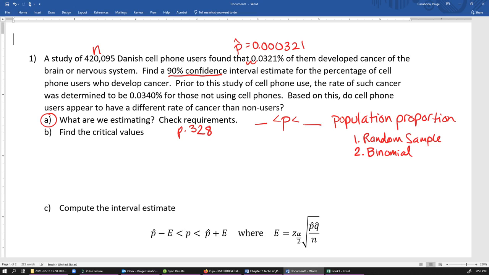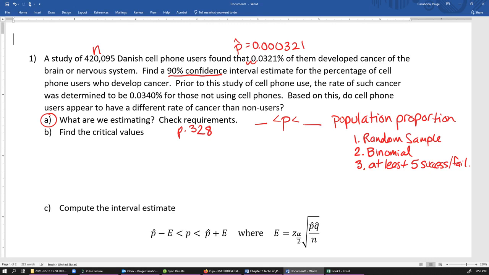And the last is that there are at least 5 successes and at least 5 failures. And that sounds a little weird in this context, but basically that means that within this sample, there were at least 5 people who did get cancer and at least 5 people who did not. In this case, the vast majority of this sample did not have cancer, so that's definitely more than 5.